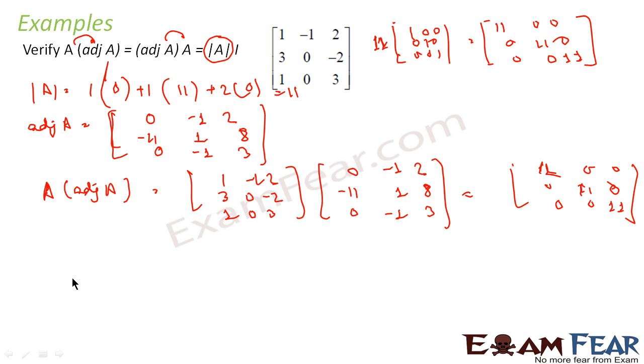Similarly, for other way around, that is ADJ A into A also, you have to prove that this is equal to this. So just a simple multiplication, you will try, you will get this answer.